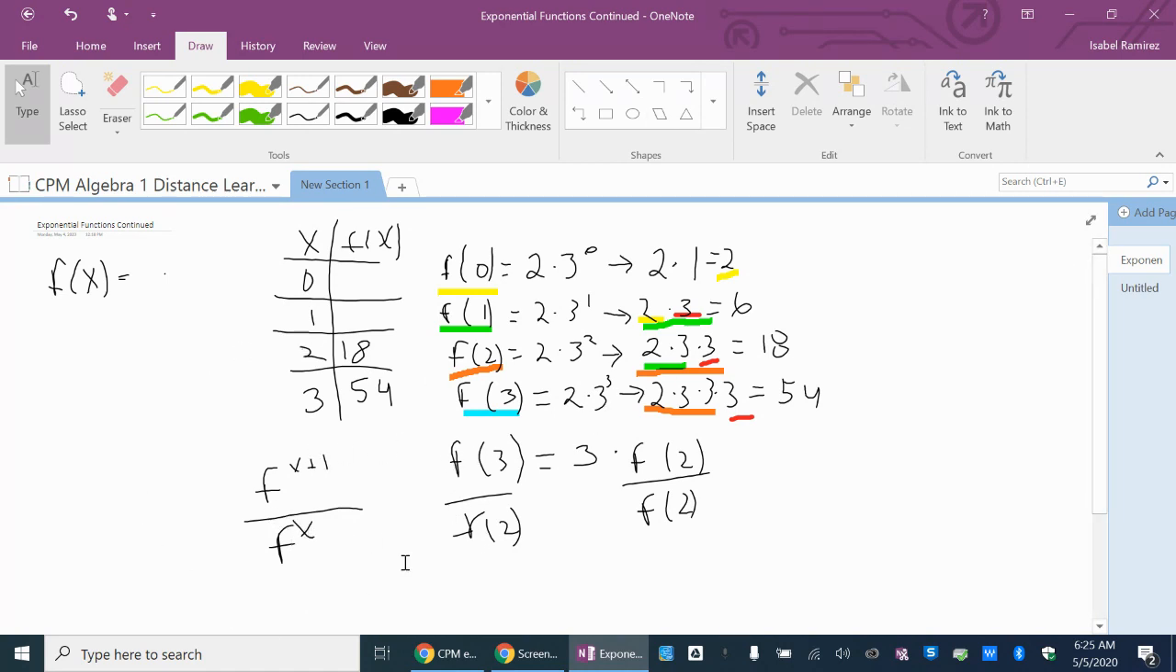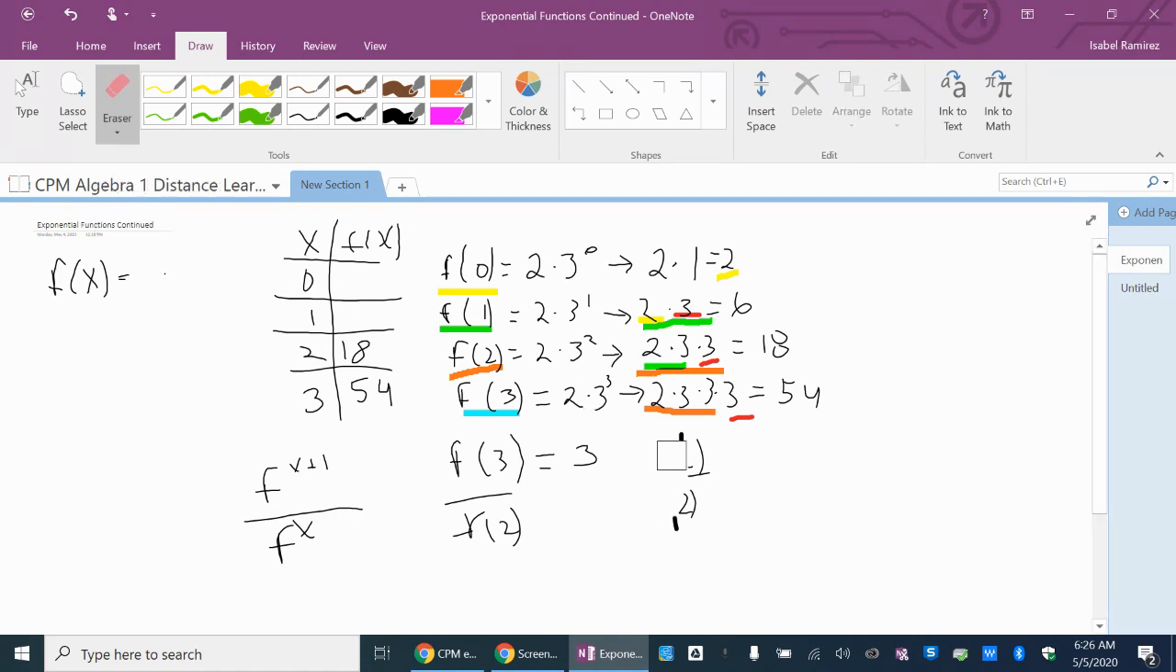So this is kind of like the algebra 1 behind it. You're always dividing the next f of whatever by that f of, let's say 2, for example. So f of 3 divided by f of 2. And as we see here, on this side, f of 2 divided by f of 2, they go ahead and cancel out. So I will go ahead and just erase those.